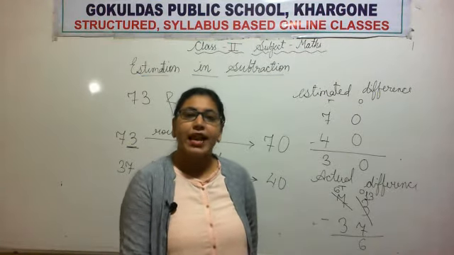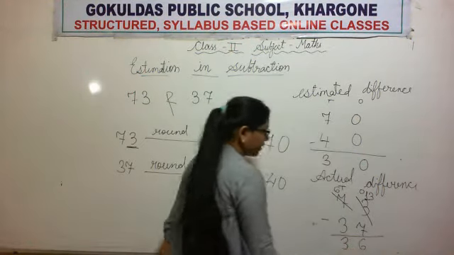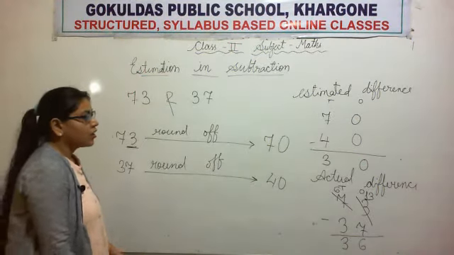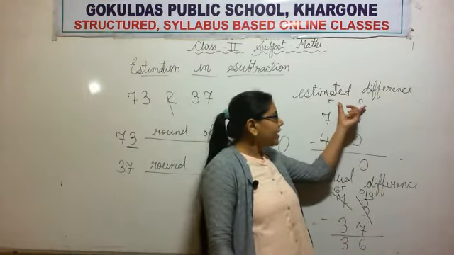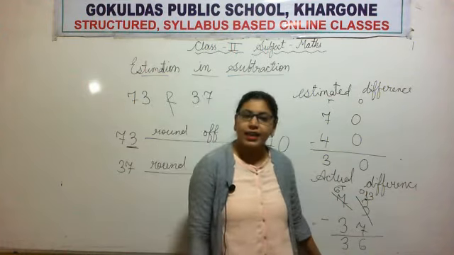How many fingers are left now? 3 fingers. So we will write the number 3. Okay. So our estimated difference is 30 and the actual difference is 36.